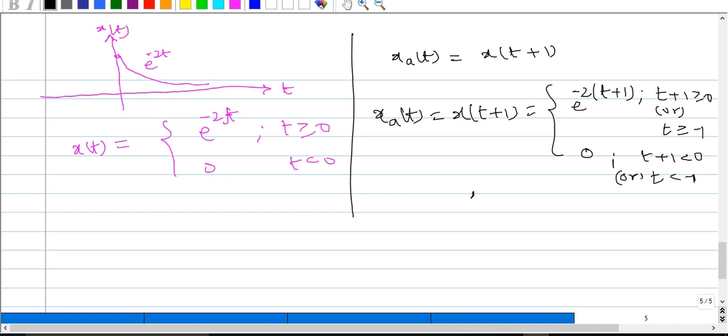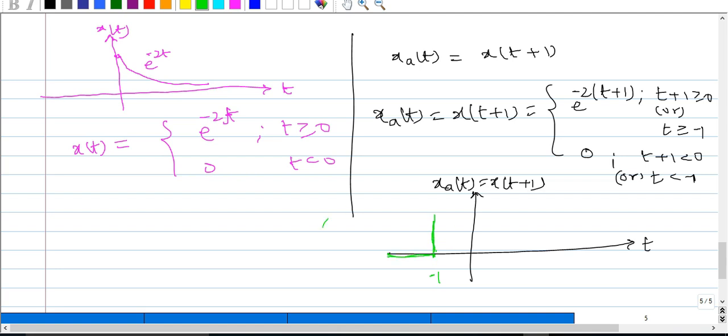So we can plot it. So t less than minus 1 means, from here, this is t equal to minus 1. So before this the signal is 0, and at t equal to minus 1 this is 1, and this will vary as e to the power minus 2 of t plus 1, okay. So this is the equation of this signal.